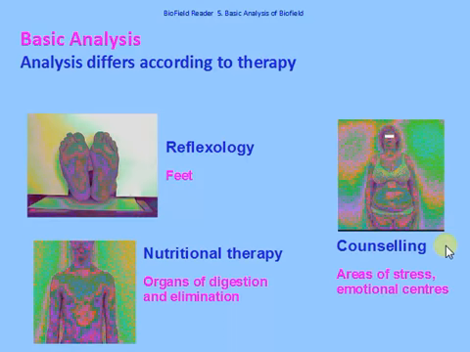If you practice counselling, then you may be interested to look at the energy or the light around areas of stress, which are commonly the solar plexus and the emotional centres. Each centre relates to a different emotion or aspect of the personality. And often you can see areas improving, becoming less red and more green as therapy progresses.